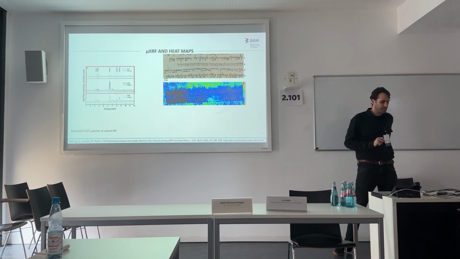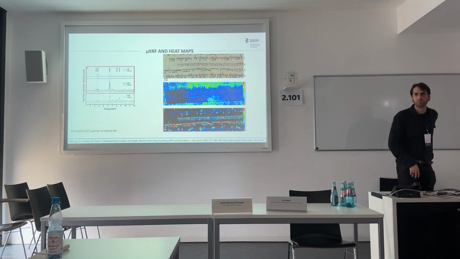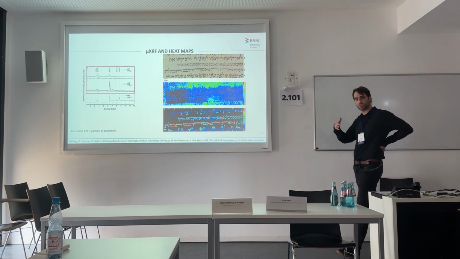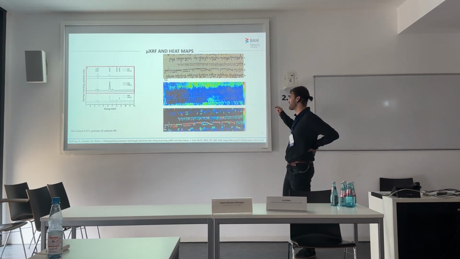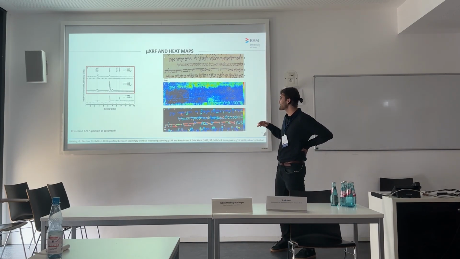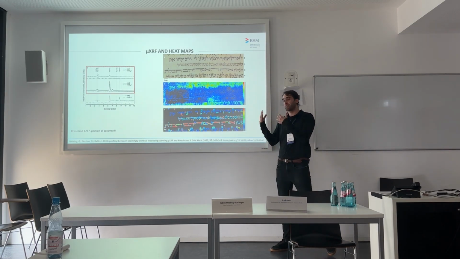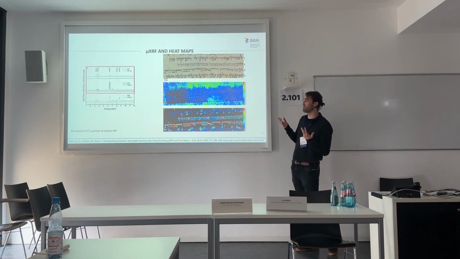Let us look now at the map of iron, and whether it gives us more information about what happened here. First of all, we clearly see that the ink from the second and the third lines is written with an ink which contains much higher abundance of iron.